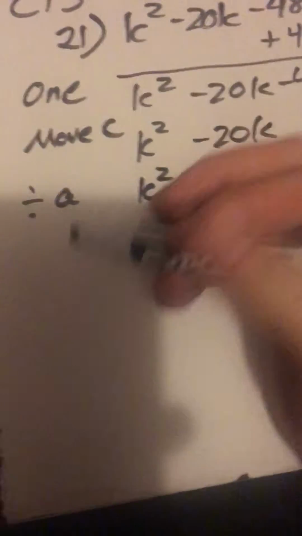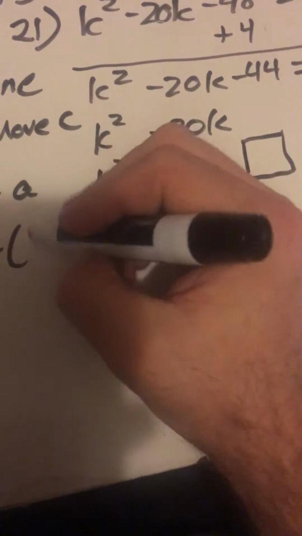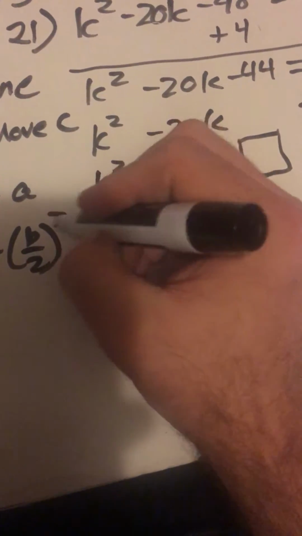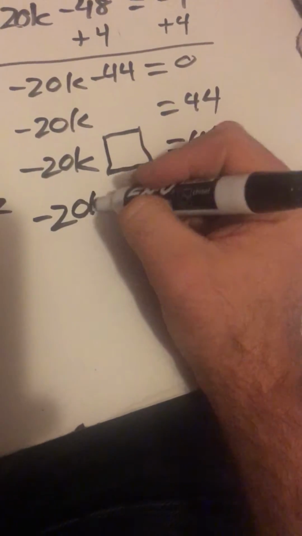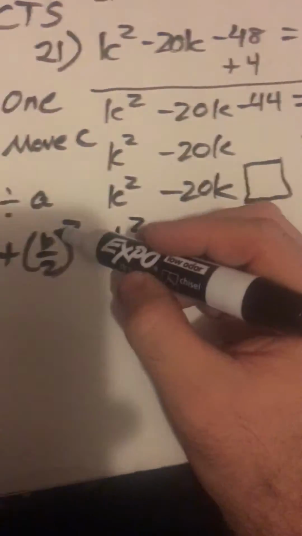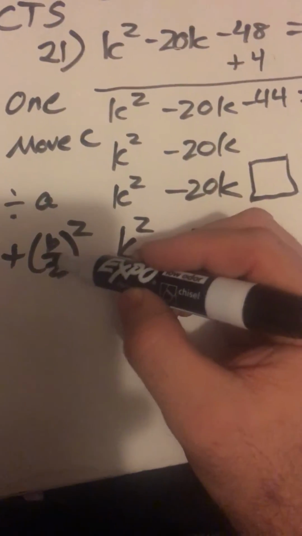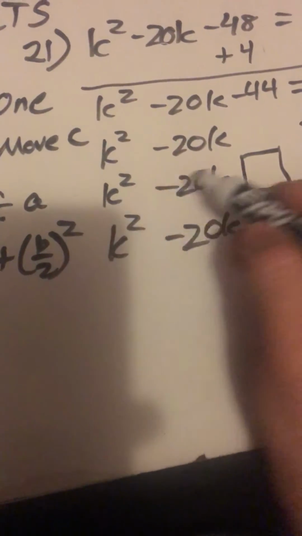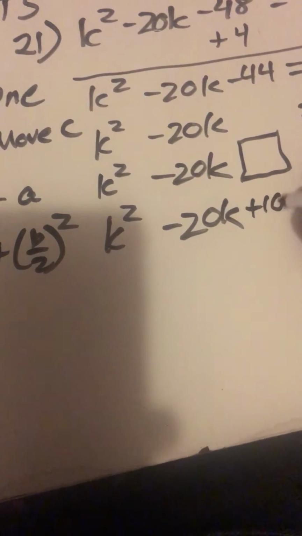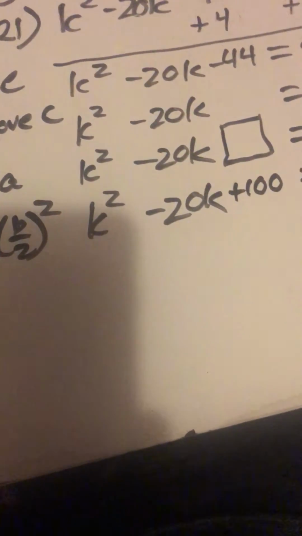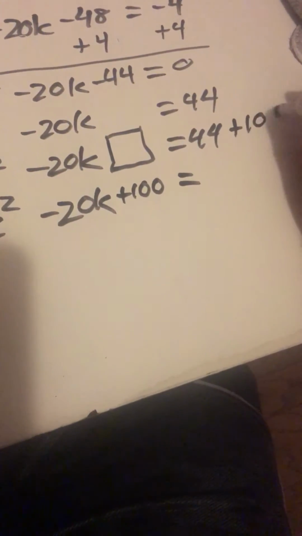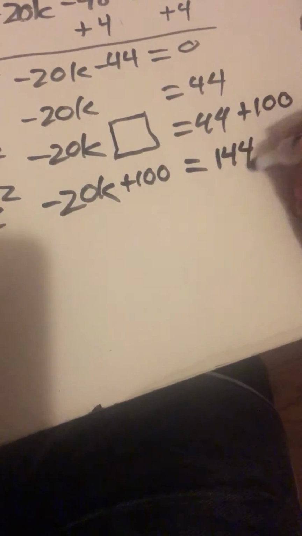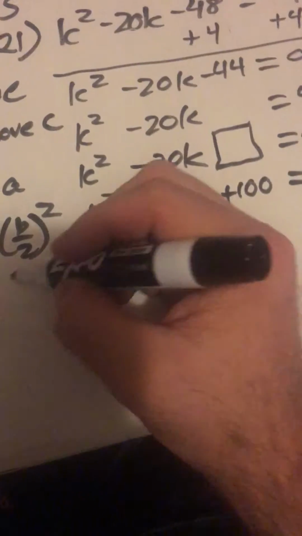All right, so now I add b over 2 squared to both sides. So now I have k squared minus 20k. Now I take negative 20 over 2, negative 10. Negative 10 squared is 100. So I'm going to add 100. But of course, just like in math, if I do it to one side, I have to do it to the other. So that's going to be 144. Okay? So now I'm going to factor.